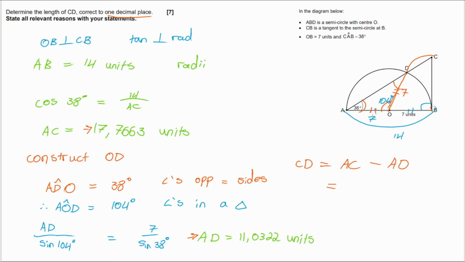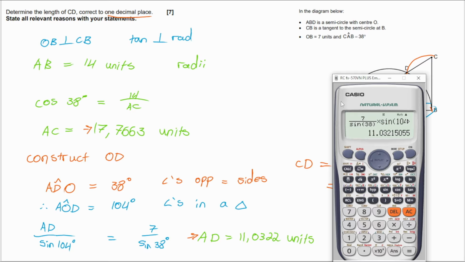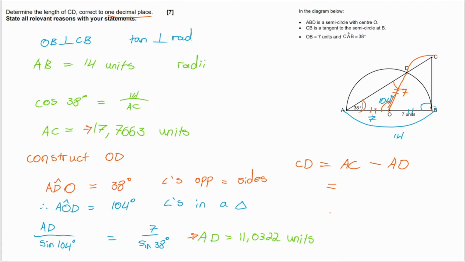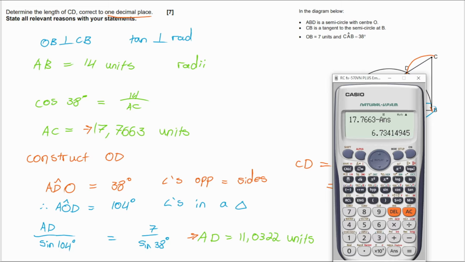When we do that in the calculator, I can keep this in the calculator, and I'll do 17,7663 minus that answer. Okay, so CD is 6,7. Remember that I wanted 1 decimal place, so 6,7 units. That is the length of CD. Let me just confirm with the memo. Yes, 6,7.